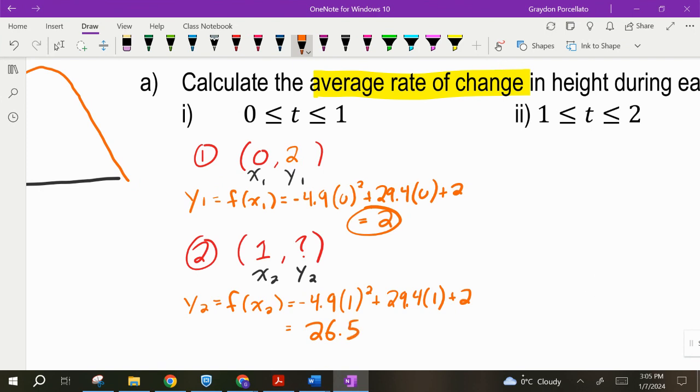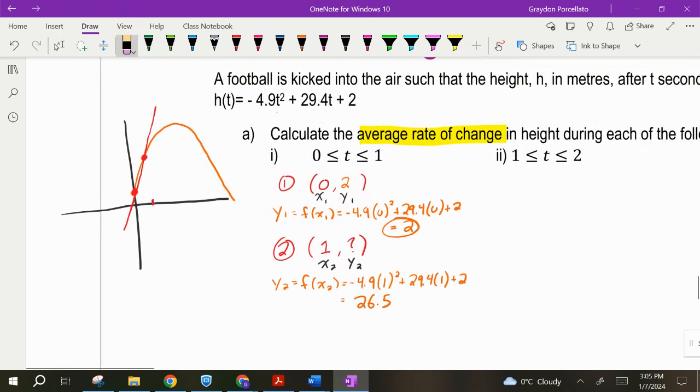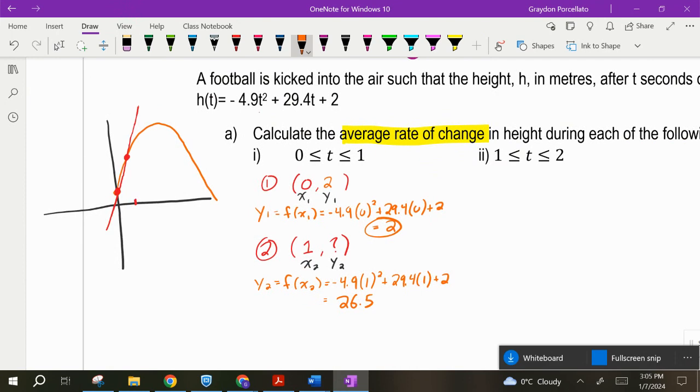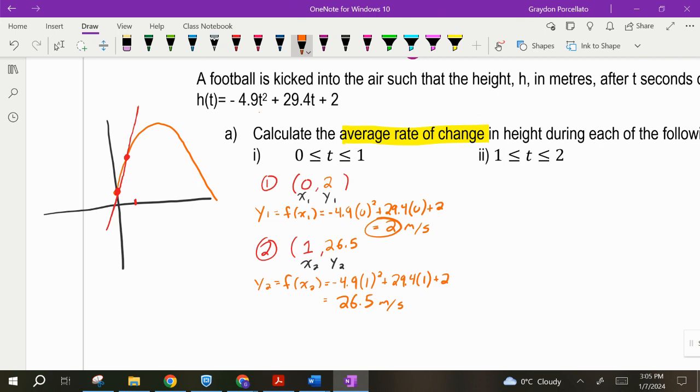Now, it is a rate of change, so it is a slope. So height is measured in meters, so it's going to be meters per second. And what we can do is put that value, that 26.5, oh, no, sorry, that's not right, because that's just a value. That's just my y coordinate.